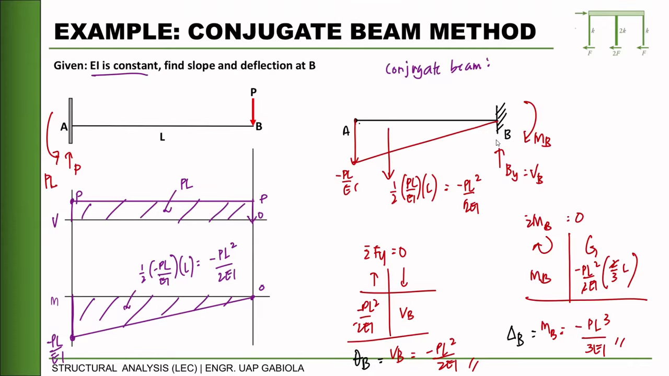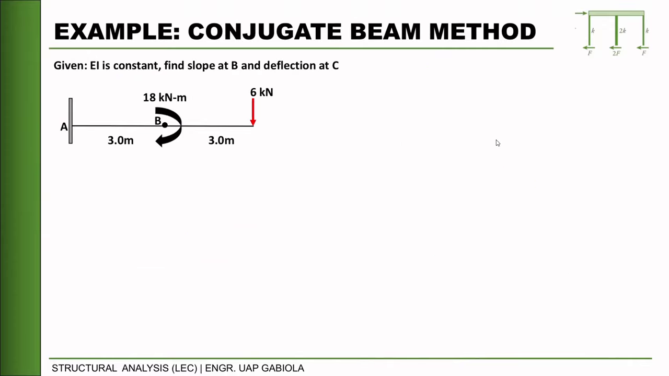Next, let's try another example with values this time. An overhanging beam with 6 kilonewton at the free end and a moment at center. First is to get the support reaction. We have 6 here. Then we have a moment that will be negating 18, and 6 times 6, so 36. So that is equal to 54 kilonewton, and kilonewton meter.